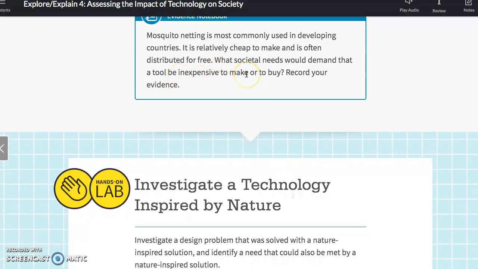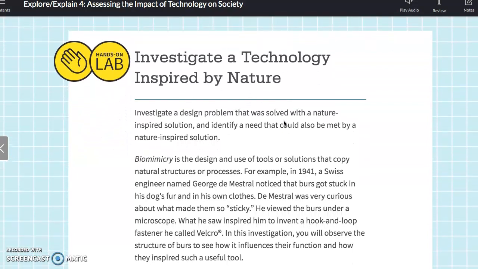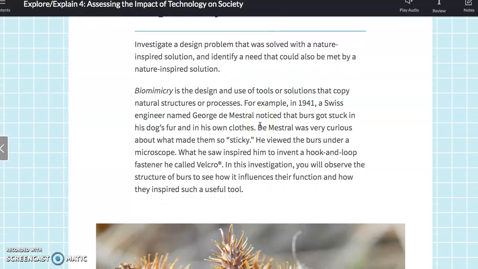Okay, they're talking about the mosquito netting. It could be inexpensive. You might want to use something like we talked about before that has the netting that's like rubber. That would be smaller.